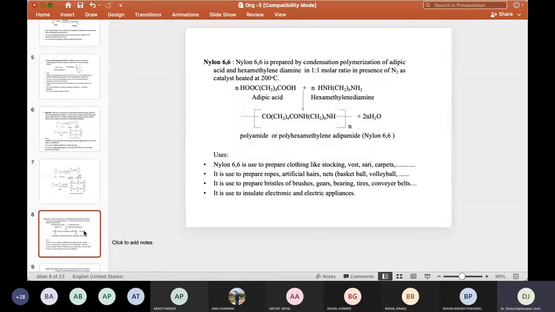Next condensation polymer that you need is nylon 66. Nylon 66 is prepared by condensation polymerization of adipic acid and hexamethylene diamine in 1:1 molar ratio in presence of nitrogen as catalyst, heated at 200 degrees Celsius.